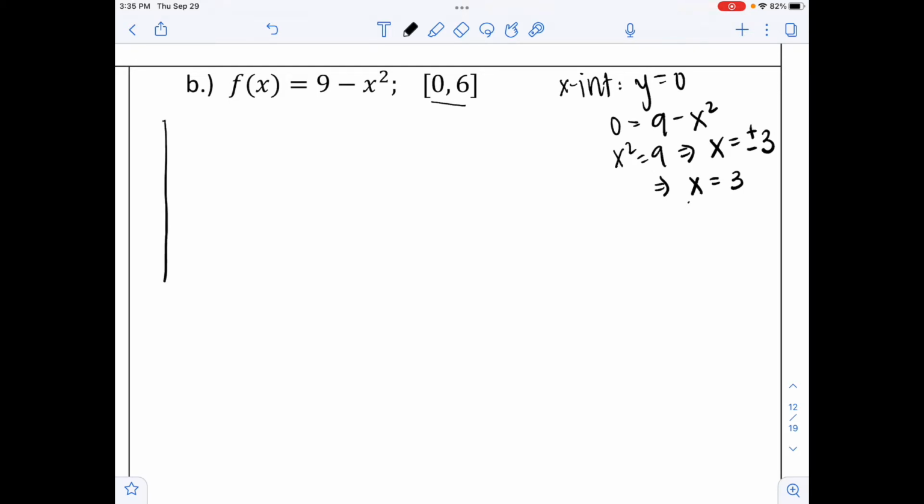So graphing this, we do know we have a parabola. And at 0, again, we have positive 9. And then 9 minus 36 would be negative 27. So rough sketch here. We also know that it does cross the x-axis at positive 3.